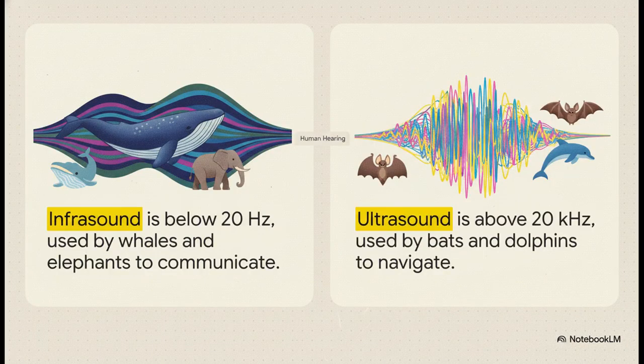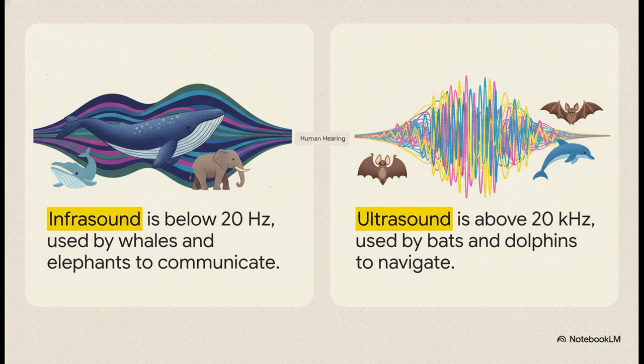The crucial takeaway here is that there's a massive, invisible symphony constantly playing all around us. Just below our hearing range is infrasound. These are massive, deep waves used by rhinoceroses, whales, and elephants to communicate over miles and miles. It's actually even the frequency range of the deep rumbling warnings generated right before an earthquake hits.